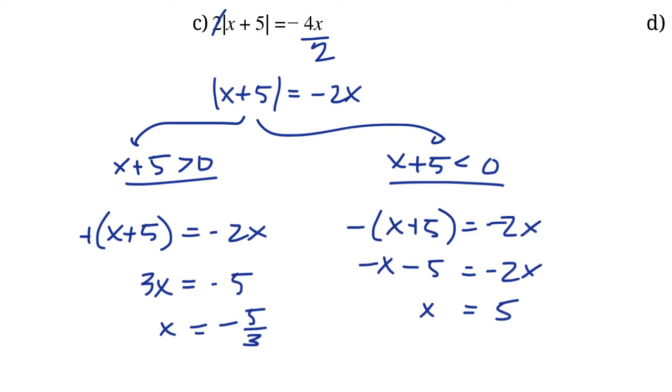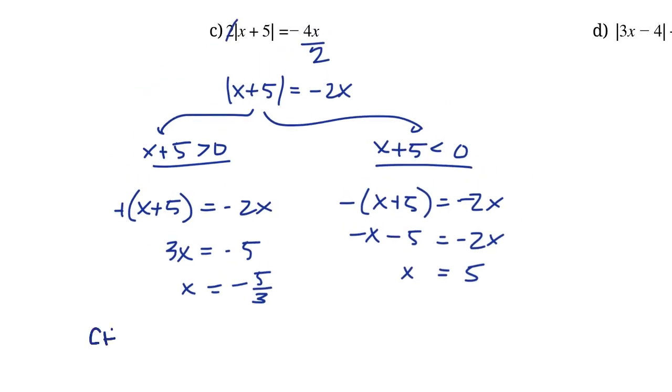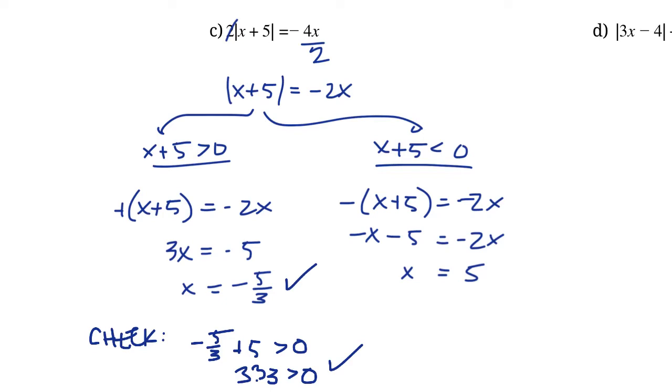So again, we need to check to see if this branch actually intersects with this line, and if this branch actually intersects with this line, by checking our conditions, right? So let's do our little check. Does negative 5/3 plus 5 come out greater than 0? Well, I can usually just plug that into my calculator. Negative 5/3 plus 5 gives us 3.33.